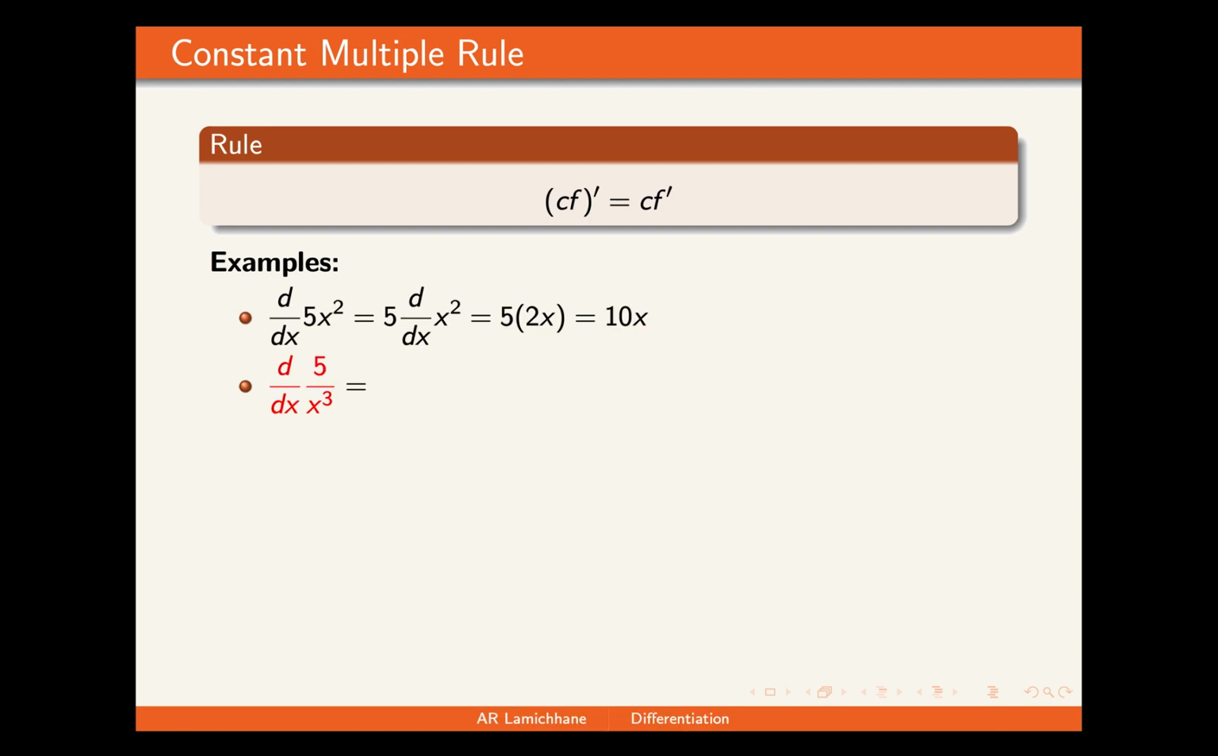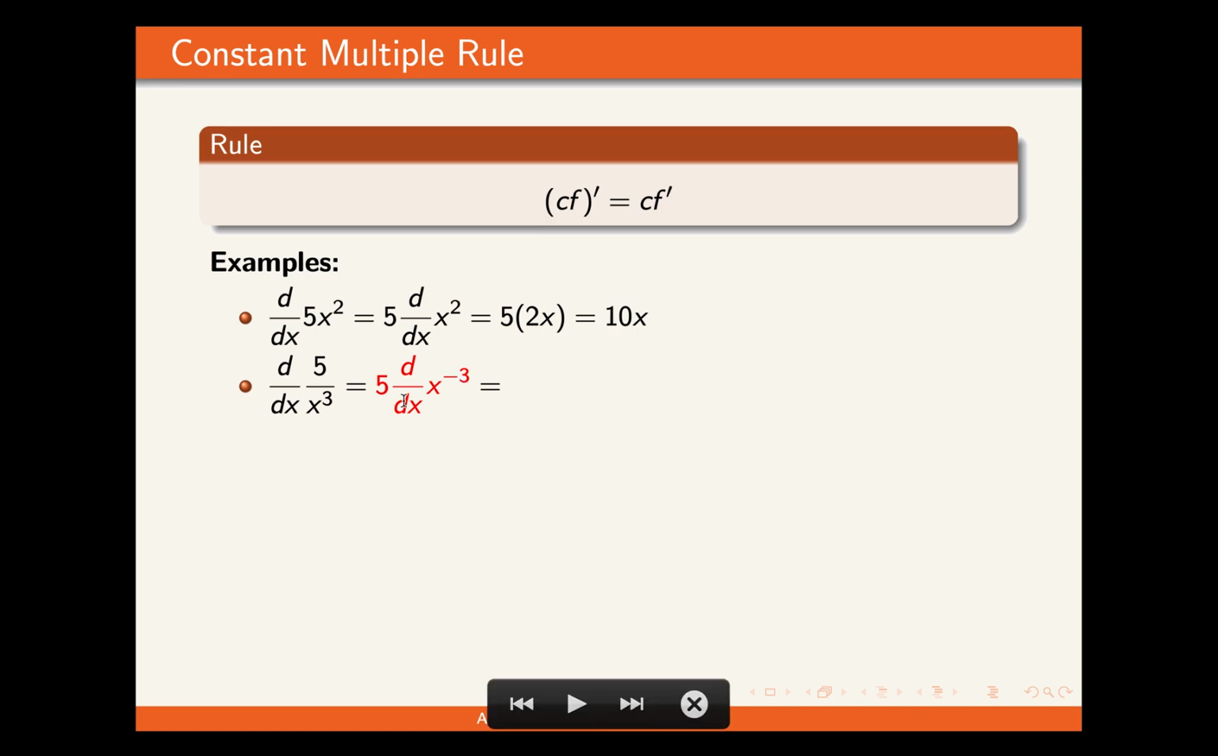Similarly, let's look at another example, where we have 5 over x cube as the function. If you look at this function, it can be written as 5 times 1 over x cube. So 5 is again a constant multiplied by 1 over x cube, and 1 over x cube can be rewritten as x to the power minus 3. So if we change it into a negative exponent, this is how we can write it down.